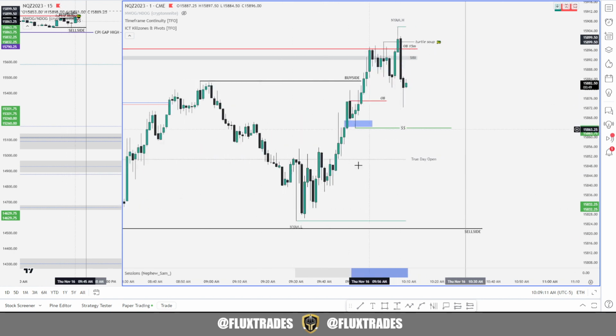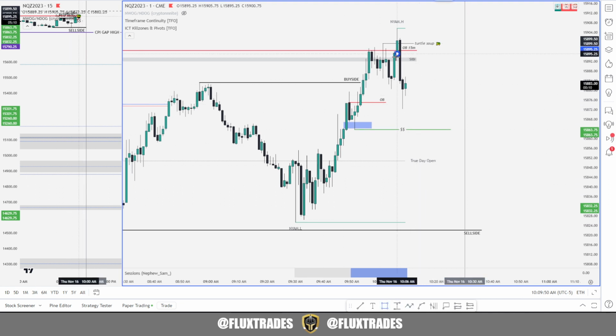I'm aiming for the market maker model just because we are in premium, so I don't want to take longs all the way up at the top. So I'm watching this gap. Let me screenshot this as well.